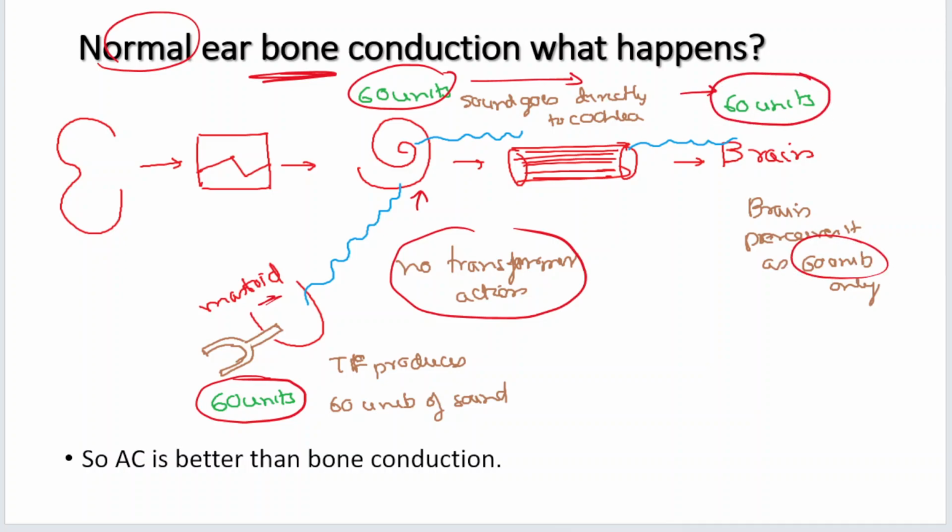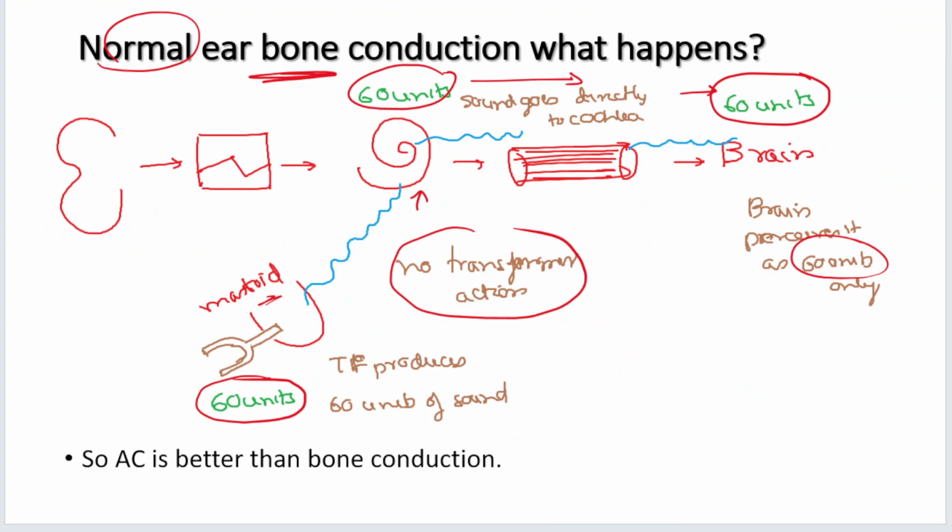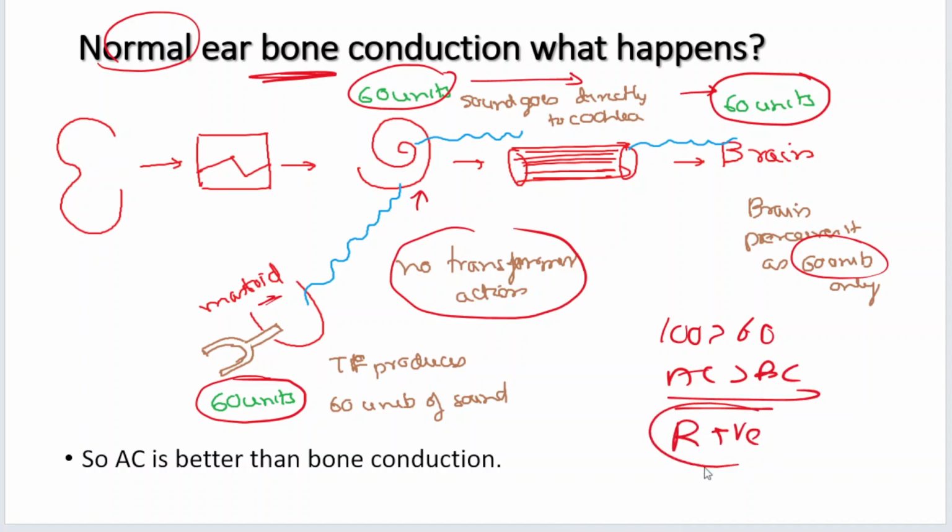Okay. In the previous air conduction, what did we say? The brain is perceiving it as 100 units. Here, what did we say? Here the brain is perceiving it as 60 units. 100 is greater than 60. Air conduction is better than bone conduction. So Rinne is positive, which happens in normal people. So this is exactly why air conduction is better than bone conduction.